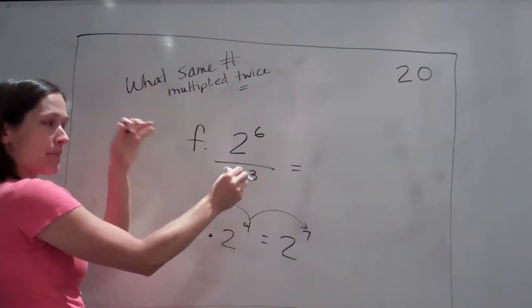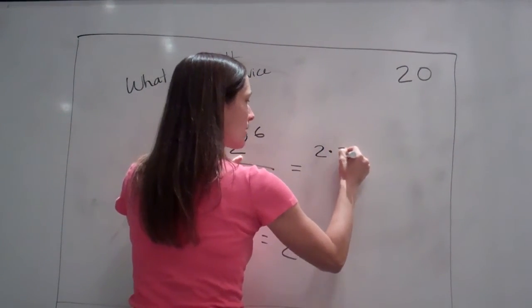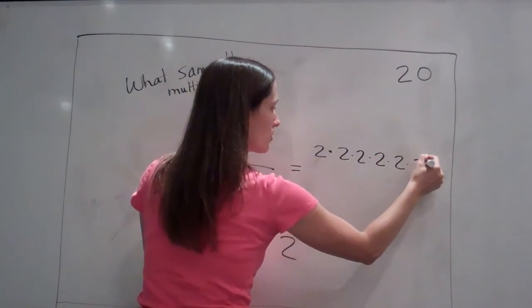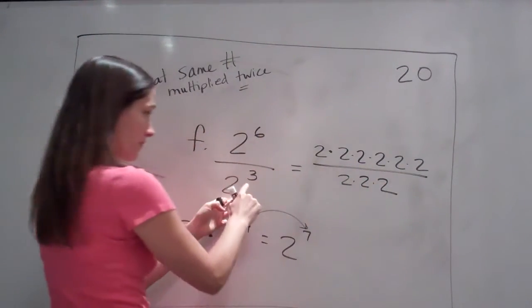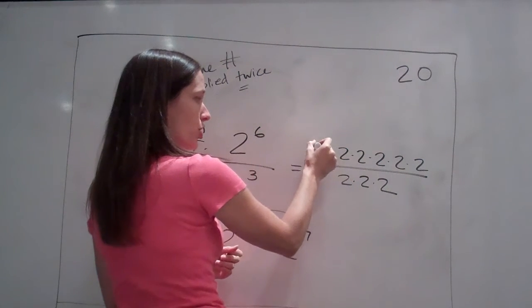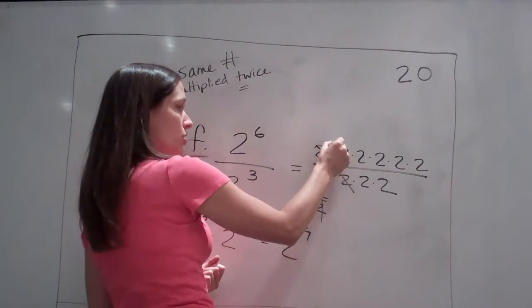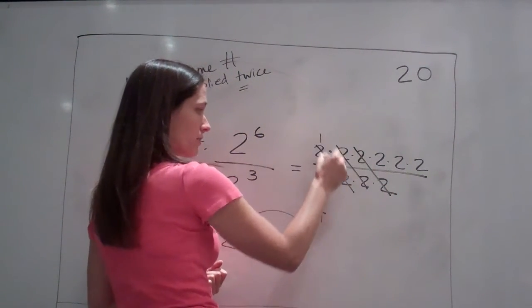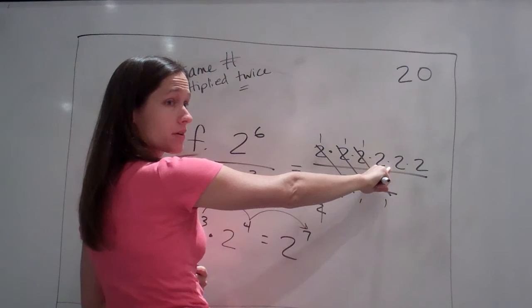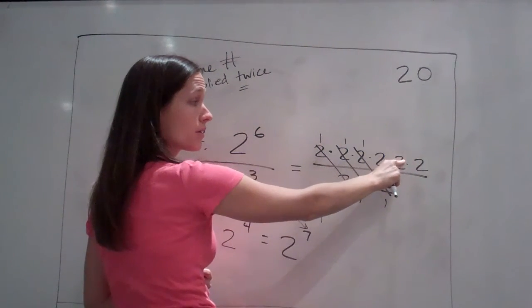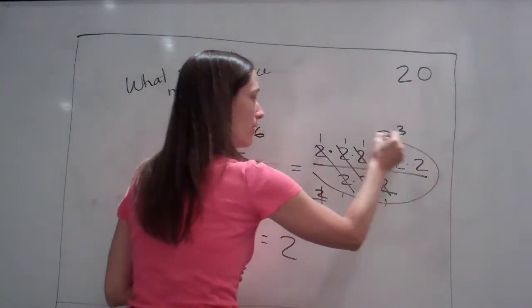Let me show you the way to do it, and then I'll show you the easy way. This would be 2 times 2 times 2 times 2 times 2 times 2 divided by 2 times 2 times 2. 3 2's on the bottom, 6 2's on top. Well, 2 over 2 becomes 1. 2 over 2 is 1. Everybody understand that? So I can put a 1 there if I need to. They cancel out each other. So what do I finally end up with? 2 to the 3rd power. That's my answer. This is the mathematical way to do it.